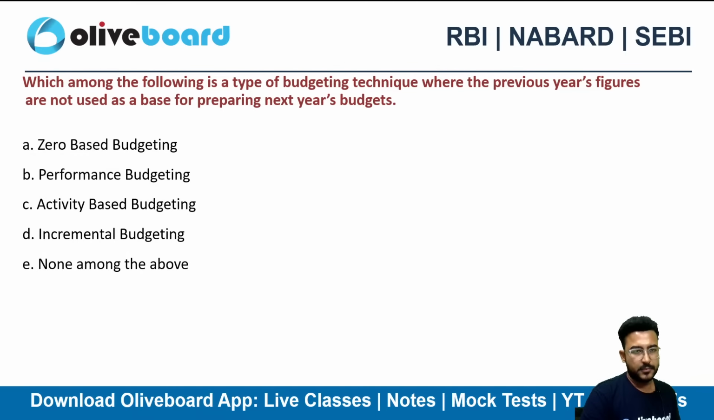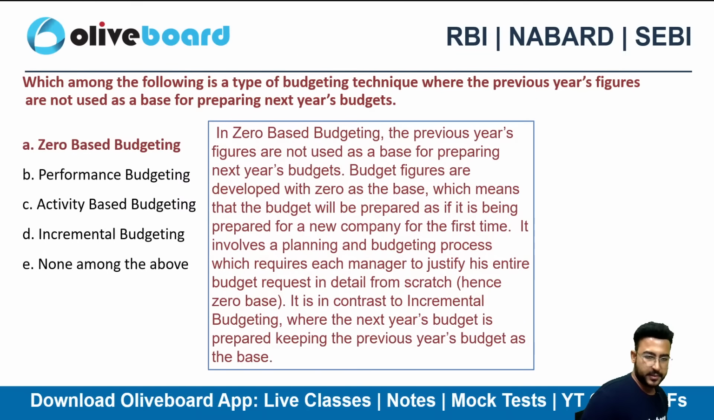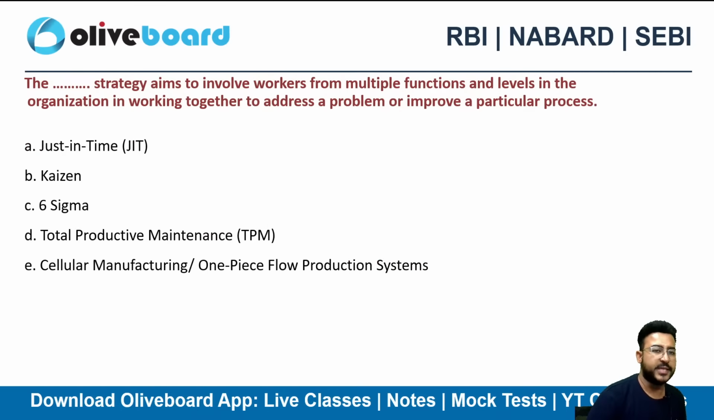Next one. Which among the following is a type of budgeting technique where the previous year figures are not used as a base for preparing the next year's budget? It's zero-based budgeting, right? Next one, the strategy that aims to involve workers from multiple functions and levels in the organization in working together to address a problem. So different functional workers will be involved and they will promote collaborative working here. That happens in the Kaizen.